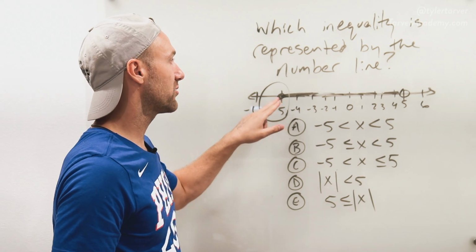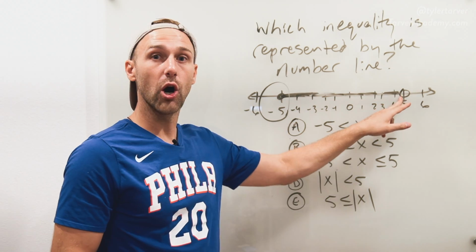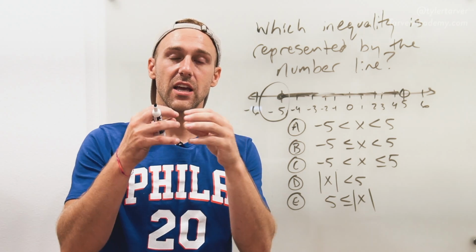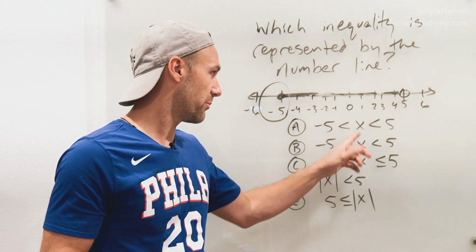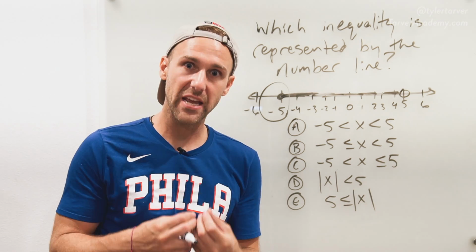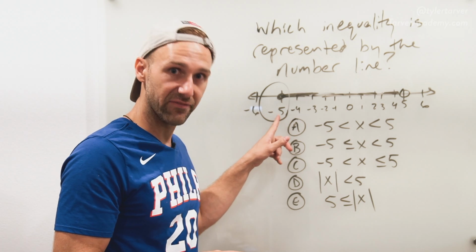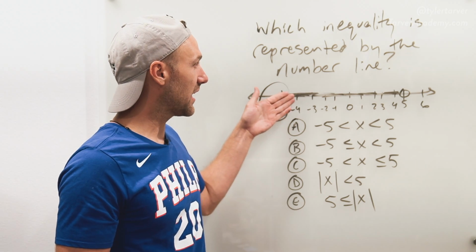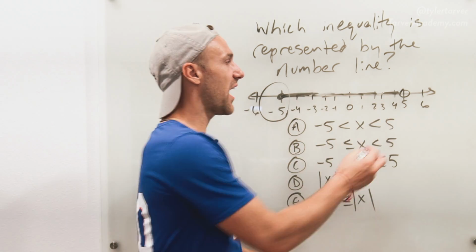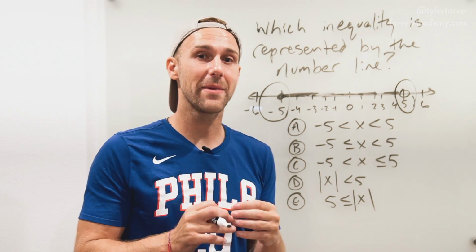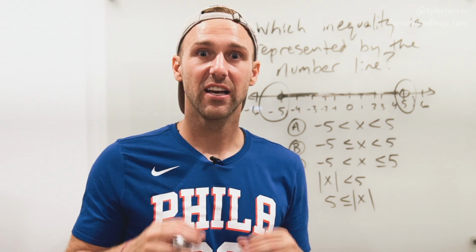Now, you've gotta know the difference between a filled-in circle and an open circle. A filled-in circle on a number line means that your number, your variable, your x, can be that number. So this can be -5. Then it can be anything up until 5. Now, since it's an open circle, that means that it cannot equal 5, okay?